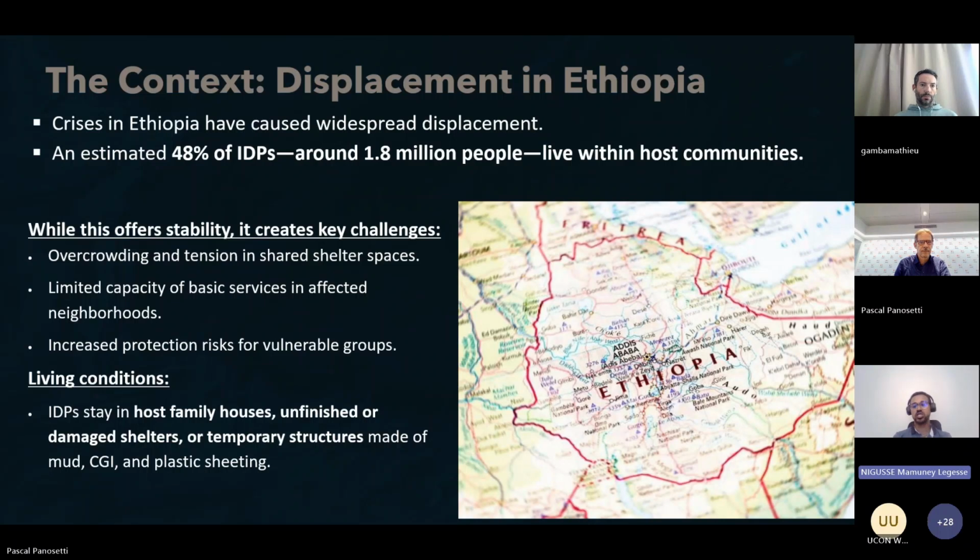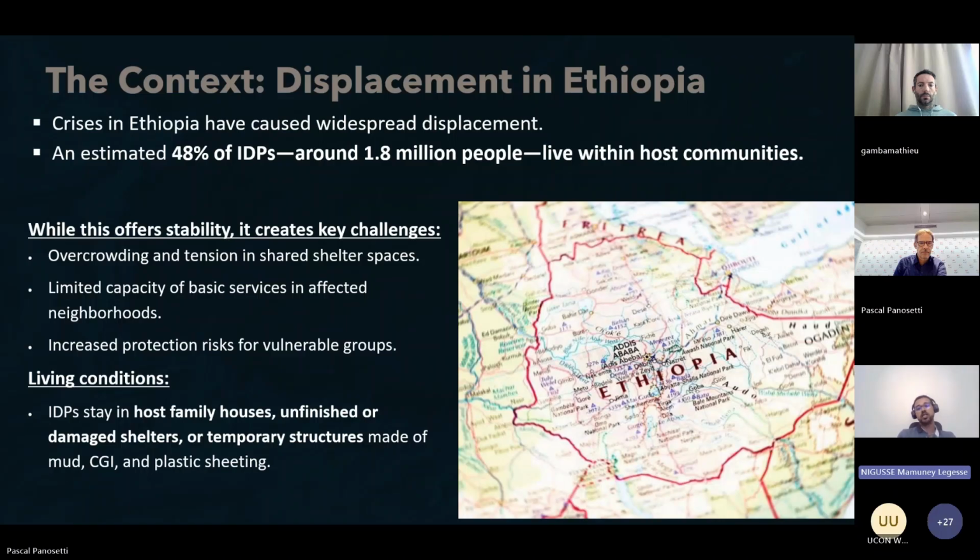So the living conditions: IDPs stay with a hosting family or in unfinished buildings within the displacement-affected communities, or in damaged shelters, even in vacant places within hosting arrangements.